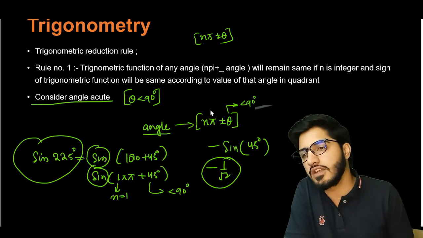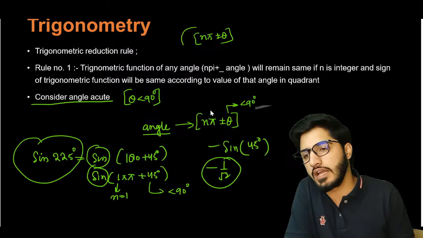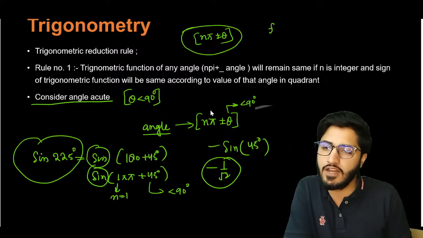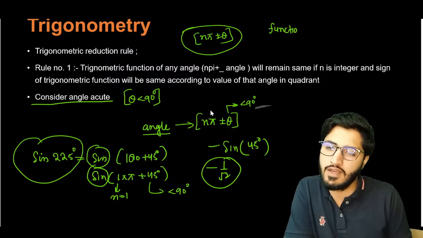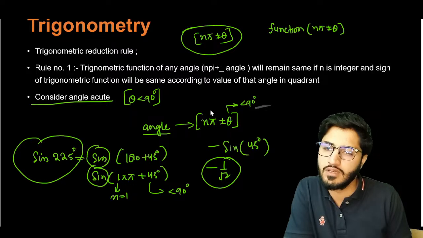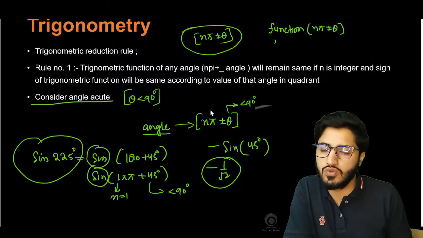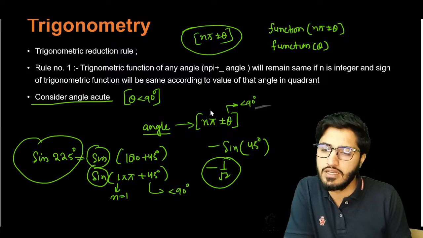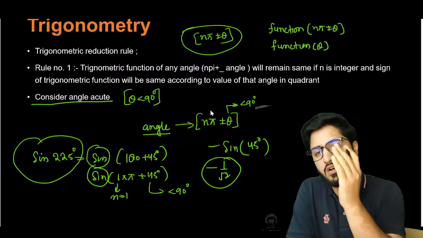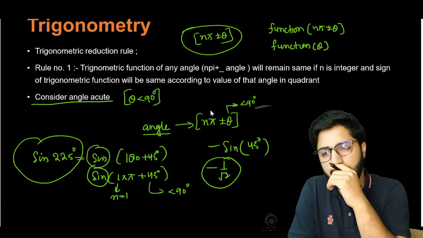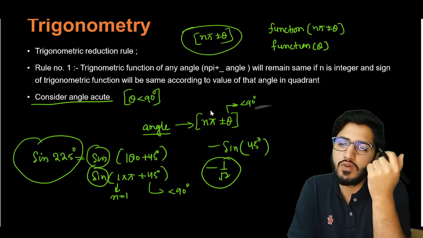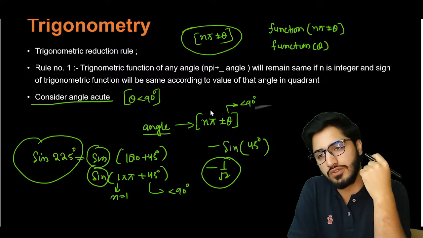So if we have a function of n pi plus or minus theta and we can break it down like this, then your answer will become the same function of theta, and the sign before the function we can determine, whether positive or negative, by the ASTC rule. Clear?